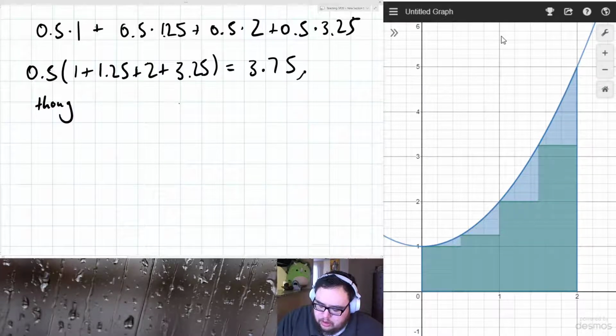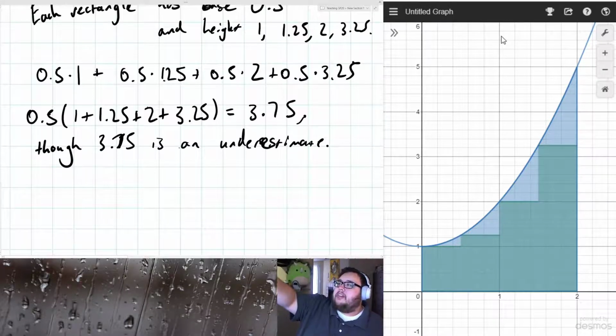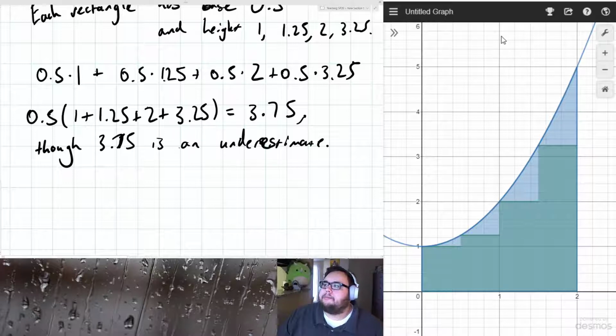Though 3.75 is an underestimate. Clearly, the sum of the areas of all of those rectangles is significantly smaller than the area underneath the curve, right? We have all of those blue sections that aren't covered up by a green section.